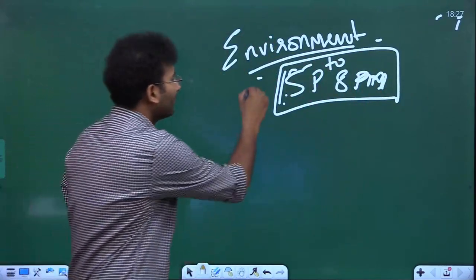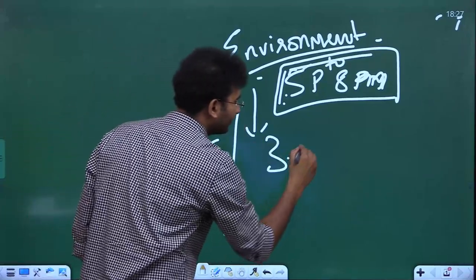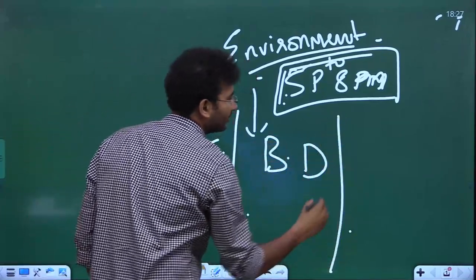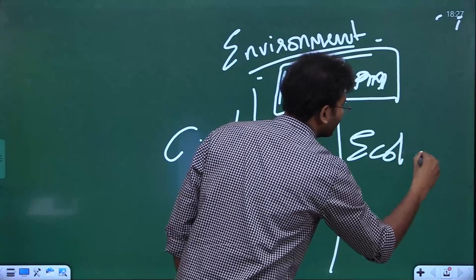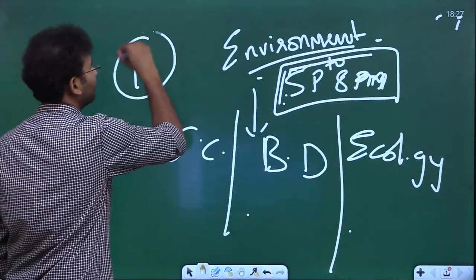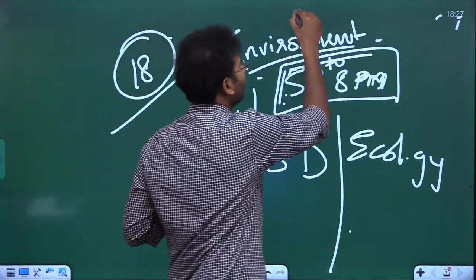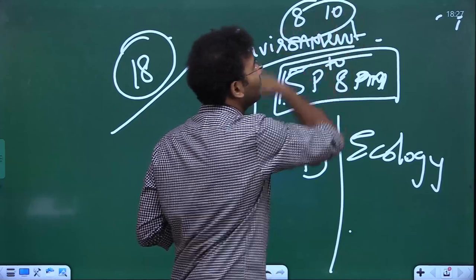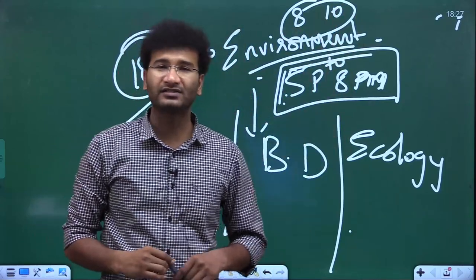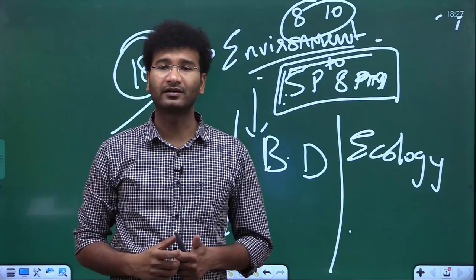Here, it will be dealt in climate change components, biodiversity, and the ecology. This is the area where 18 questions were present. Even with the basic NCERT understanding, one can answer 8 to 10 questions. That is something very big. It's a game-changing entity, right?